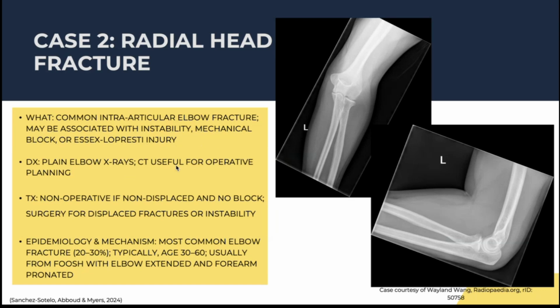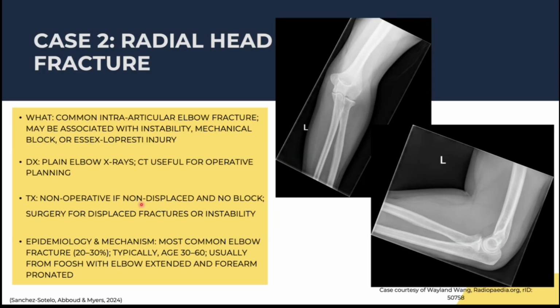Or an Essex-Lopresti injury. This is a complex series of injuries which occur in the forearm, and they're usually caused by a fall from a height onto an outstretched hand. So again, similar to a fall, that can affect the radial head with that sort of complex series of injuries, which can sometimes break into a number of pieces. But in this case, this is a very simple radial head fracture.